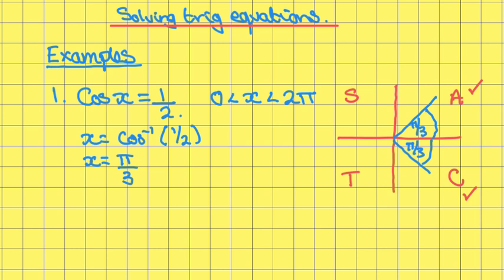I'm also in quadrant 4, so that is pi over 3 from the axis. So my two solutions between 0 and 2 pi are this angle, which is pi over 3. So x equals pi over 3, or x equals 2 pi minus pi over 3, which is x equals 5 pi over 3. So I have two solutions. x is pi over 3 or x is 5 pi over 3.